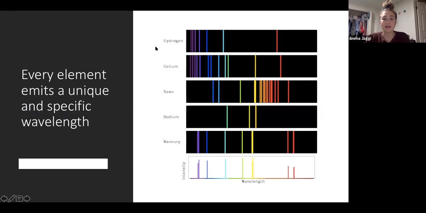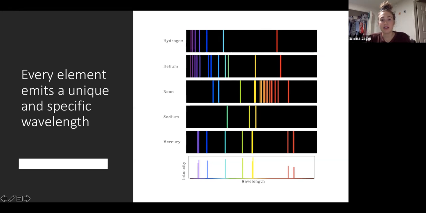Something interesting about spectrums is that every element emits a unique and specific wavelength. So no single element is the same as another. They're all different because they're all composed of different substances. And hydrogen actually has one of the most unique emission spectrums. I'm trying to remember the fact because I didn't write it on here, but I believe it's one of the most stable, and that's why it's unique.